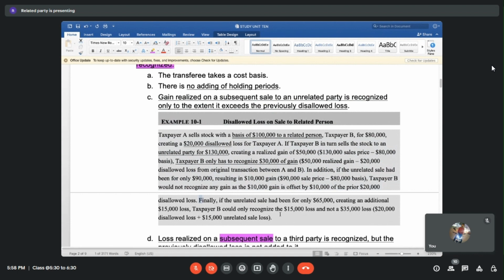Okay, let's read from here finally. Finally, if the unrelated sale had been only 65,000, creating an additional 15,000 loss, Taxpayer B could only recognize 15,000 loss and not 35,000. That 20,000 was never allowed, so he can't recognize that anyway. Only the 15,000 loss from the current transaction can be recognized. Why 15,000, Tanya? How did we come up to 15,000?